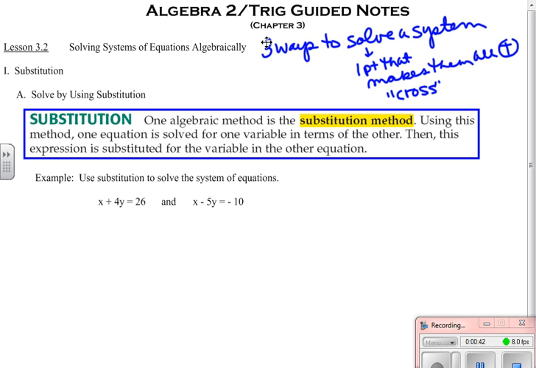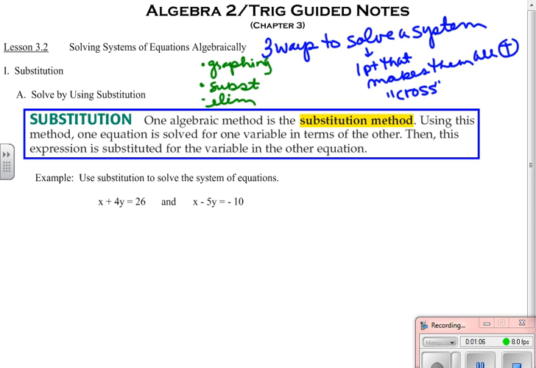But the three ways are graphing, which we did in 3.1. That is a nice way to get an estimate, but you can't always get an exact answer. Today we're going to talk about substitution and elimination, and these are both algebraic methods where you can get an exact answer, and you have done all three of these before.